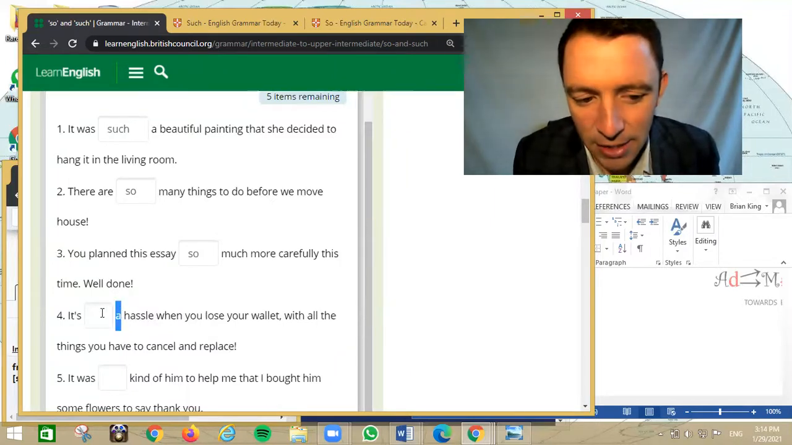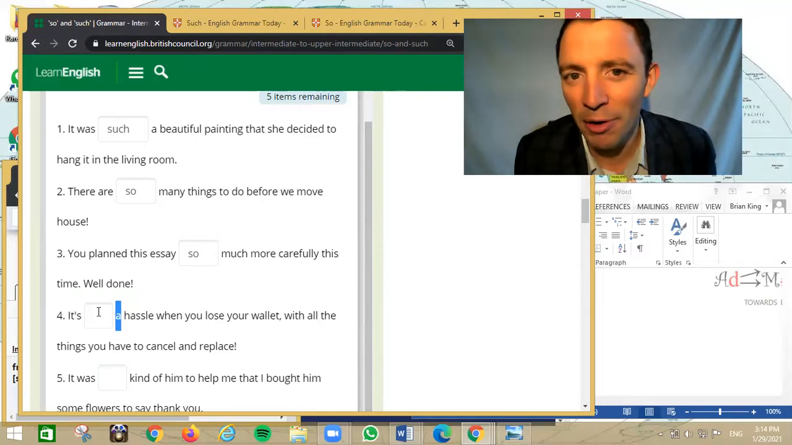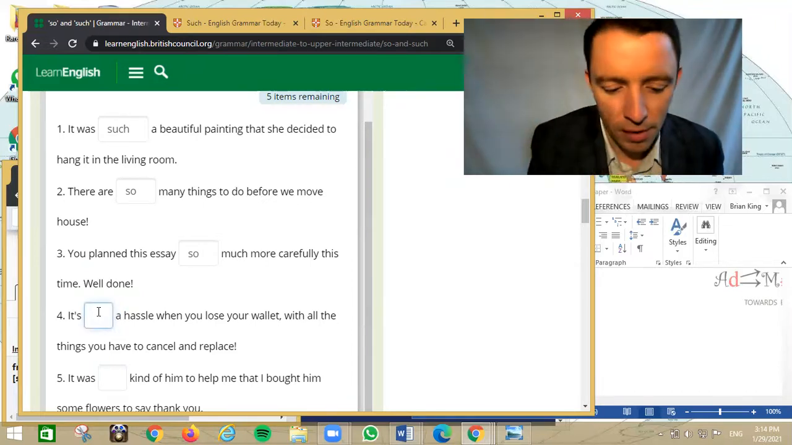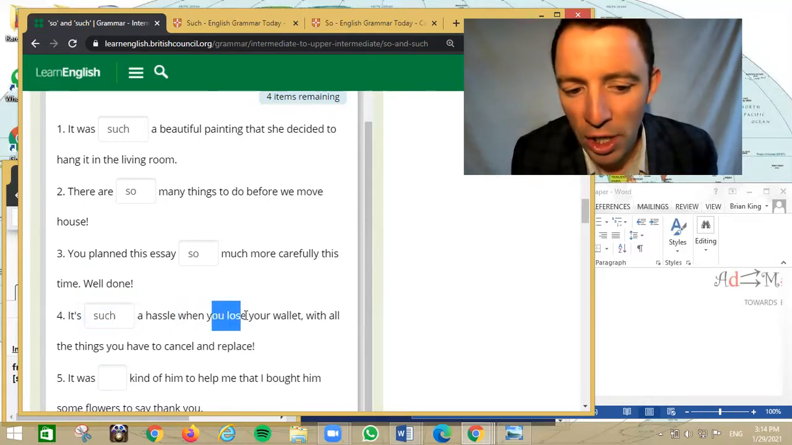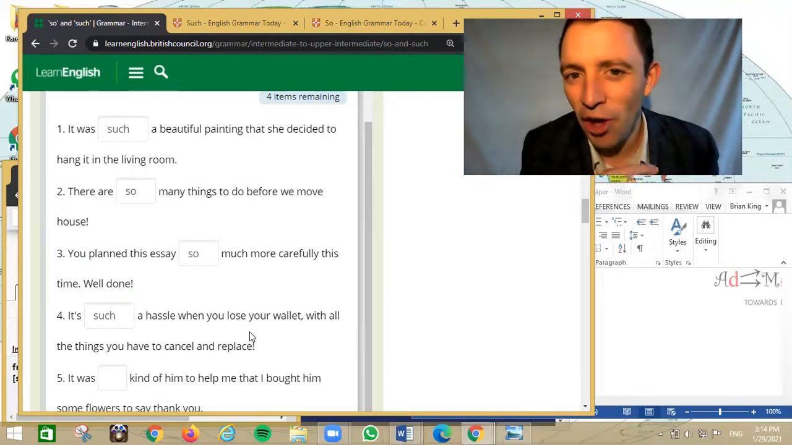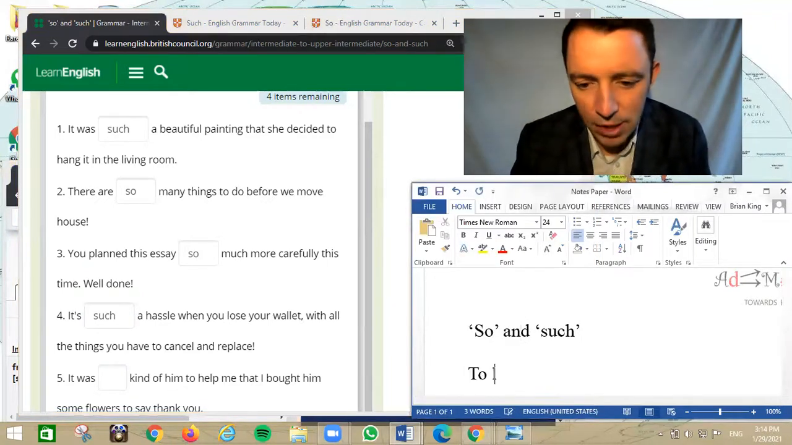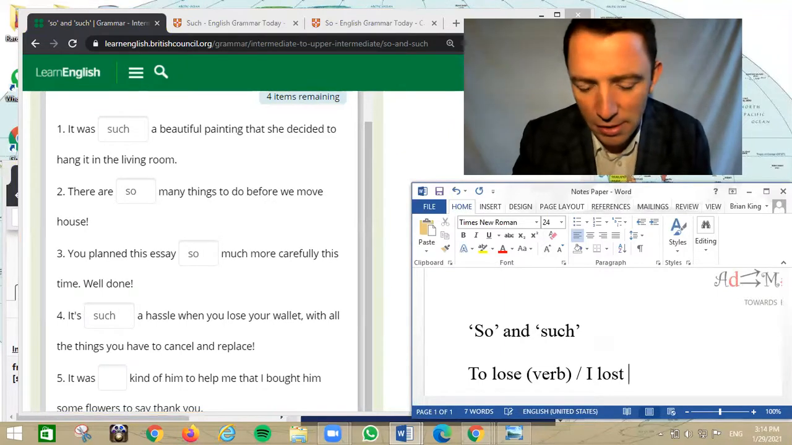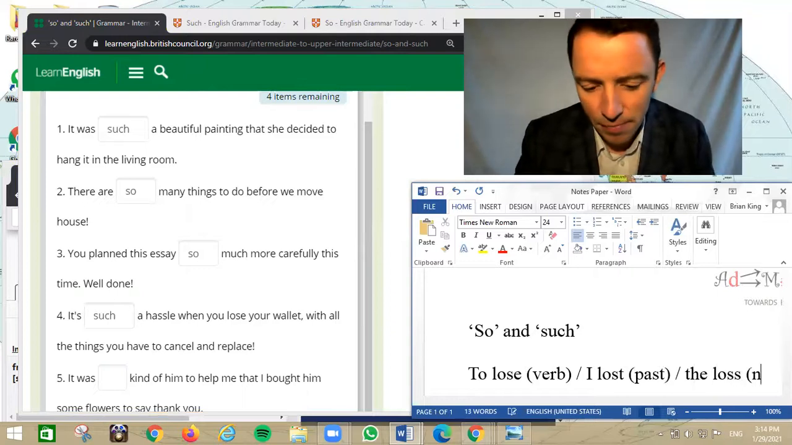We have the article, and for that reason, we want to intensify the substantivo. We use such. Okay, so it is such a hassle when, cuando, you lose. So the verb is to lose in the present, past is lost, okay, and substantivo is loss. So you need to be clear with the difference. The verb is to lose, the past is I lost, and the substantivo is the loss.